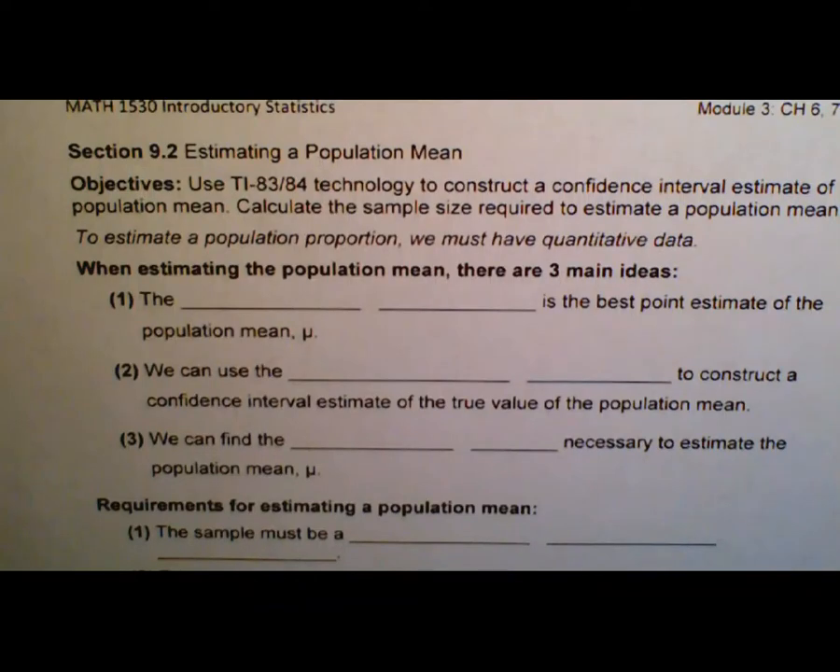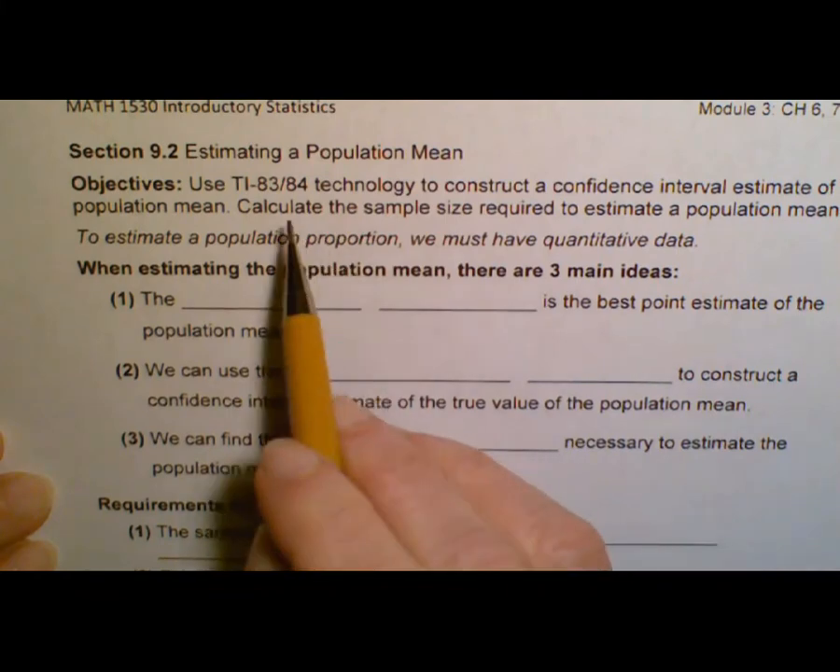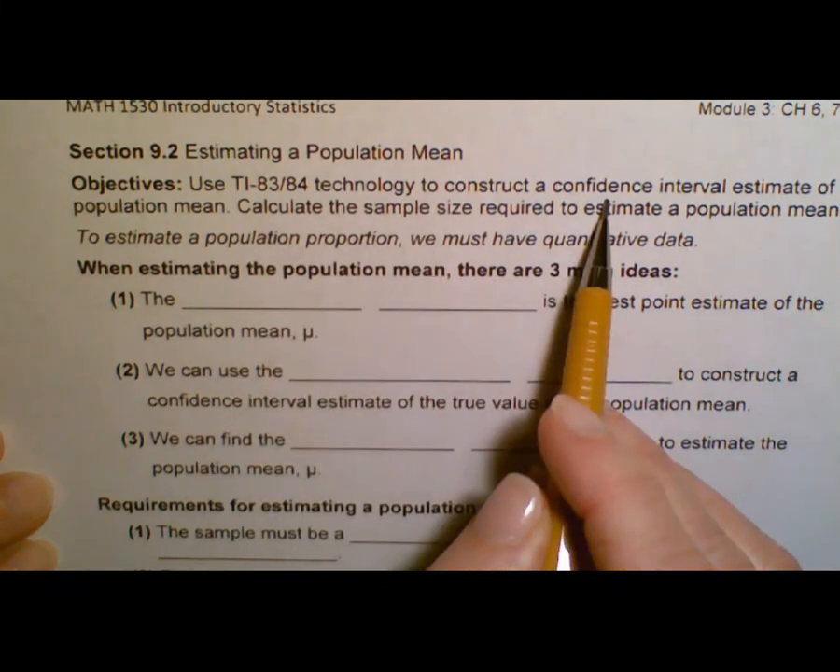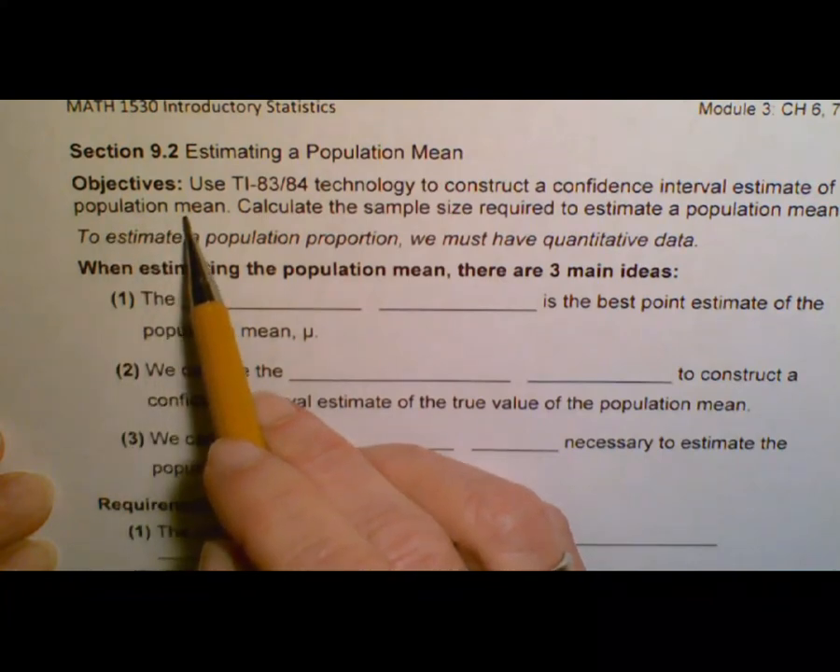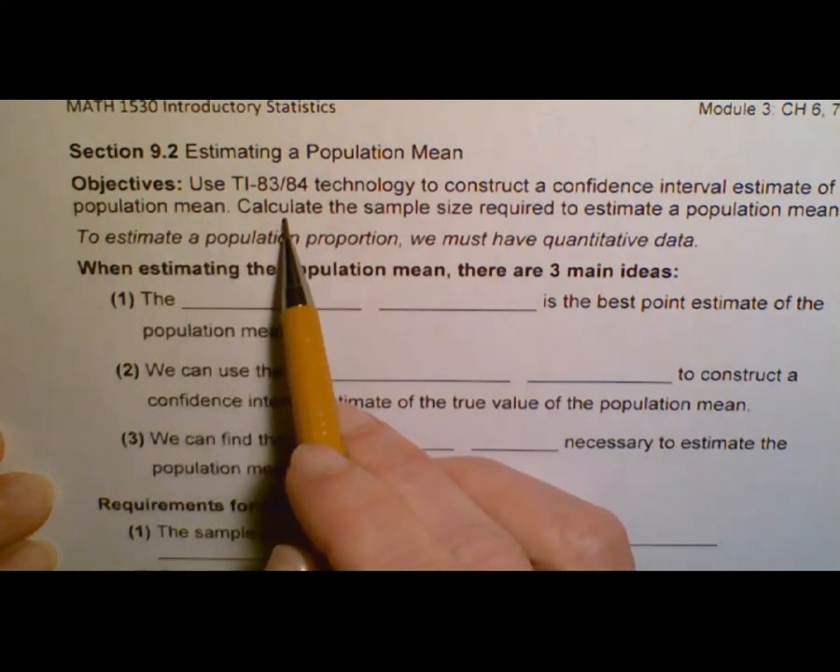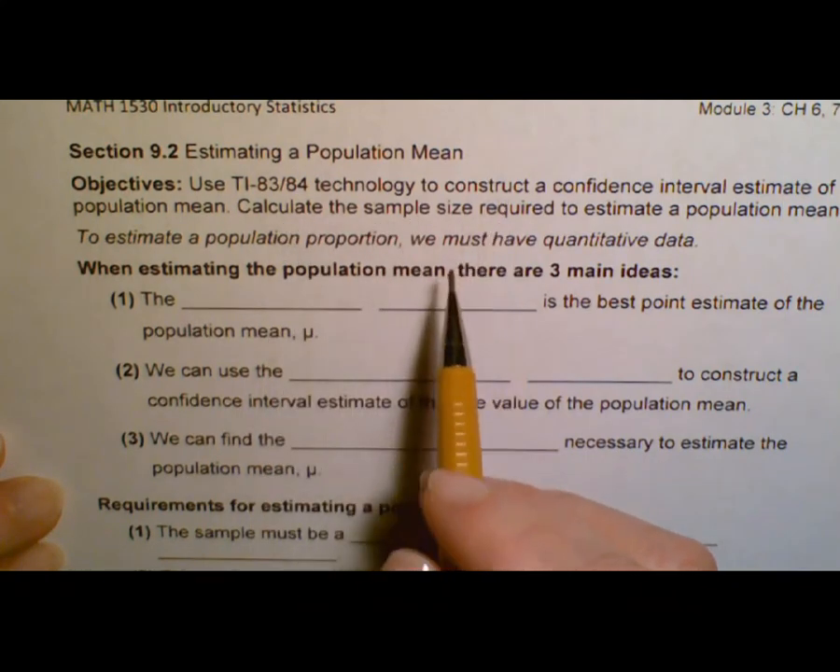Now we'll begin section 9.2 on estimating a population mean. Our objectives are to use our calculators to construct a confidence interval estimate now of a mean, not proportion now, but mean. And we will learn how to calculate the sample size required to estimate a population mean.